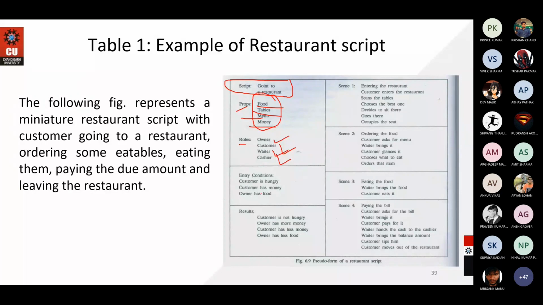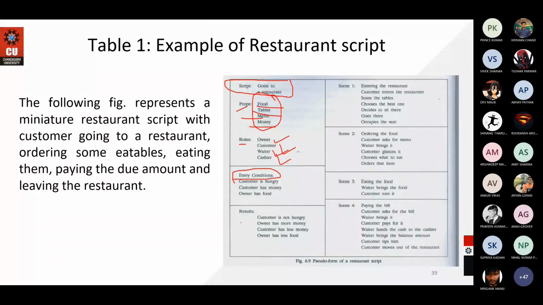Then next we have entry conditions. The entry condition is that a person will enter the restaurant only if that person has some money in his pocket and he is really hungry. If the customer is not hungry, then there is no use of entering the restaurant. And even if he or she is hungry and doesn't have any money, then again the entry condition fails. In that case, that customer will not enter. At the same time, the owner of the restaurant should have some food available in the restaurant. So these are the entry conditions.